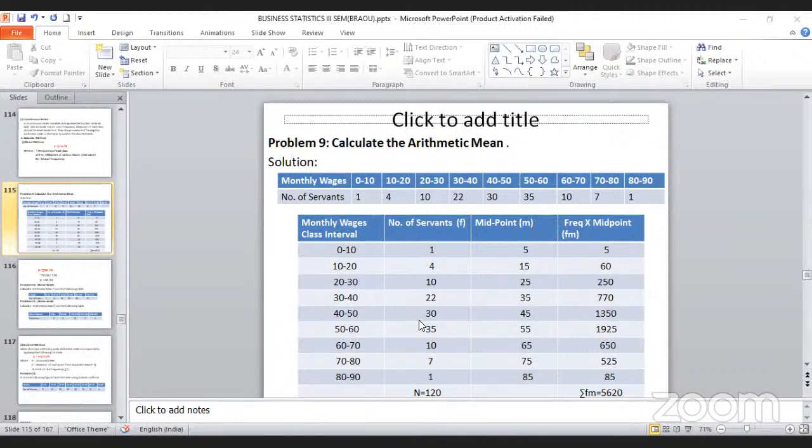So because of that, you have to find out the midpoint. 10 is the upper limit. Midpoint is lower limit plus upper limit divided by 2. 0 plus 10, how much? 10. 10 divided by 2. Got my point?